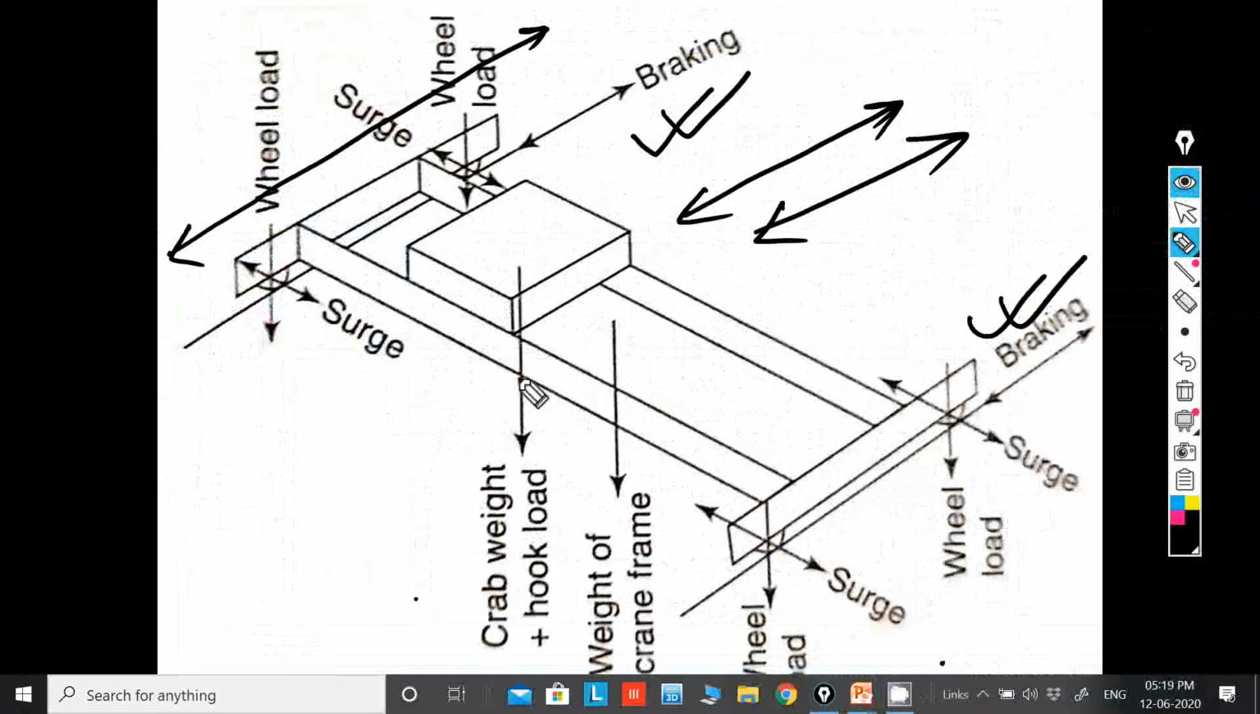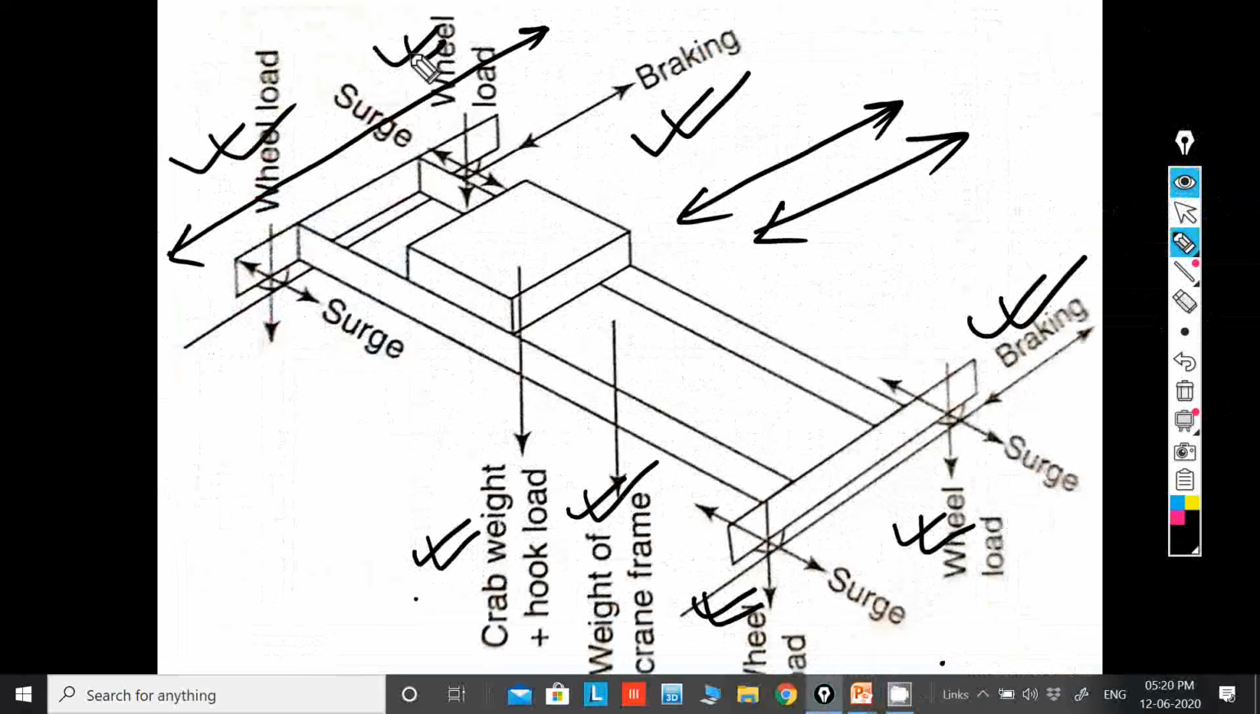These are the horizontal loads: surge load and braking load. And the vertical loads are what? The crab weight, then the weight of the crane frame, then the wheel load. So these are the vertical loads.